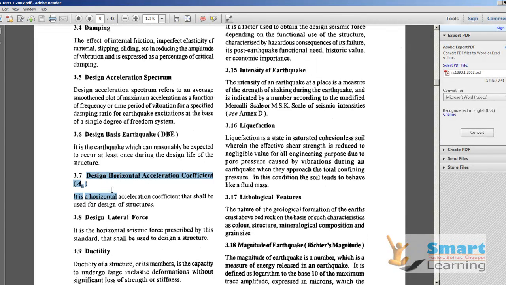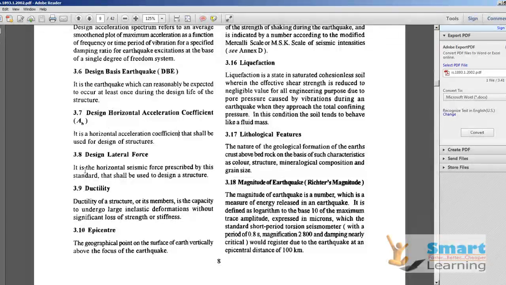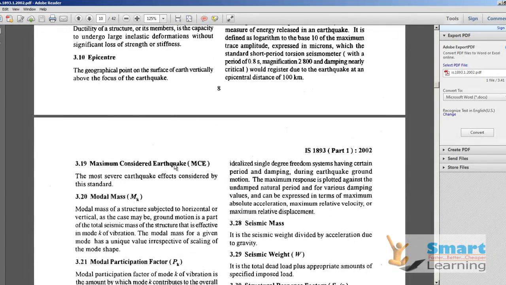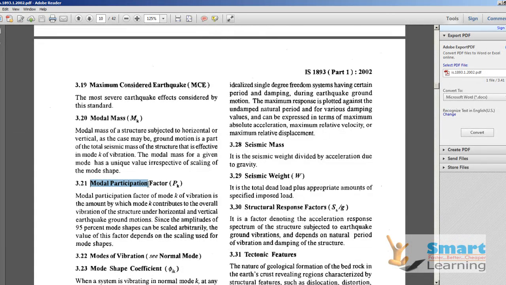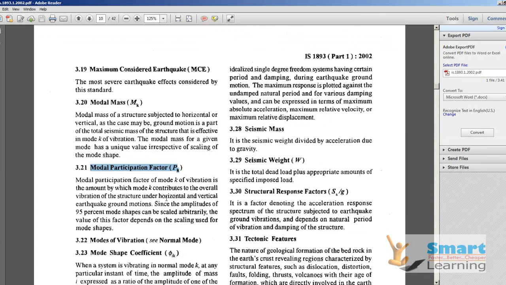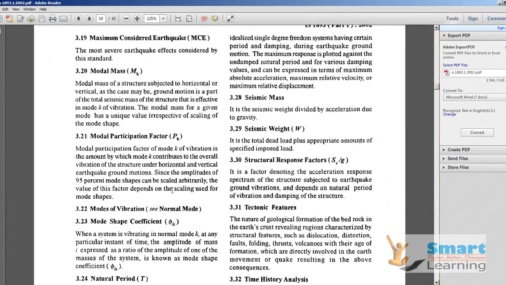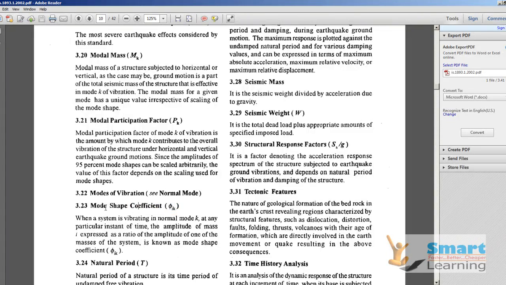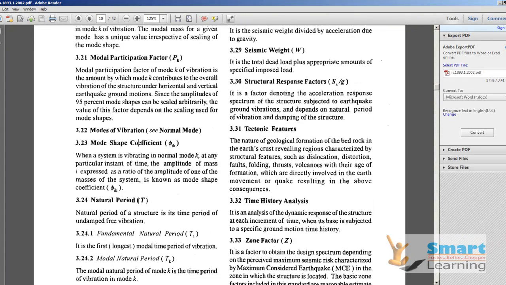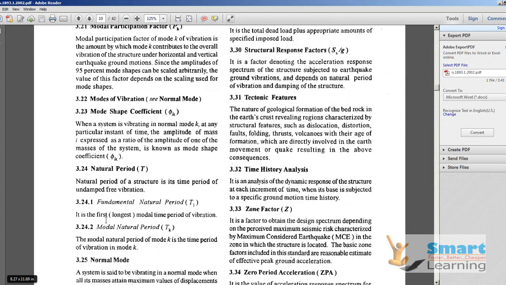This is very important, which we are going to use: the horizontal acceleration coefficient Ah, and design lateral force, the modal mass and modal participation factor. All of this I will be using inside my training series. The seismic weight, and the spectral response factor Sa by g, which denotes the acceleration response spectrum of the structure subjected to earthquake ground vibration, and depends on the natural period of vibration and damping of the structure. Also Qik, the mode shape coefficient, and natural period T and Tk, the mode natural period.